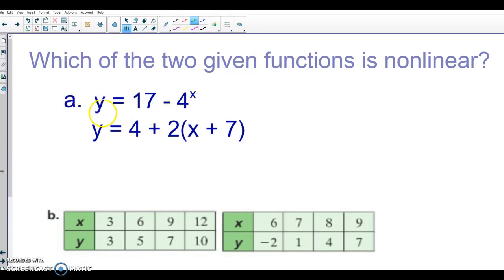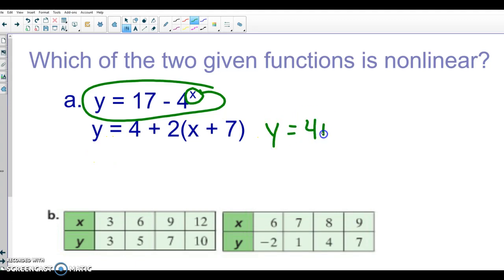So in letter A, we have y equals 17 minus 4 to the x. Again, we have a variable as an exponent, so that one is nonlinear. The bottom one is linear. It reduces to y equals 4 plus 2x plus 14, which is y equals 18 plus 2x, and that's linear.